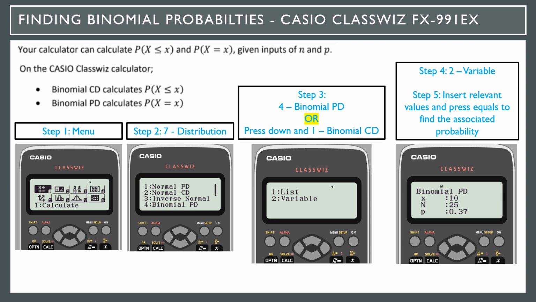So if we look at the example that we've got here, we're looking at the binomial PD. It would say CD if I had pressed down and chosen 1 for binomial CD. Because we're looking at binomial PD, we know that I'm looking for the probability that x is exactly equal to a value, and my given value of x here is 10. So I'm trying to find the probability that x equals 10 when I've got a given binomial distribution where n is 25 and p is 0.37.